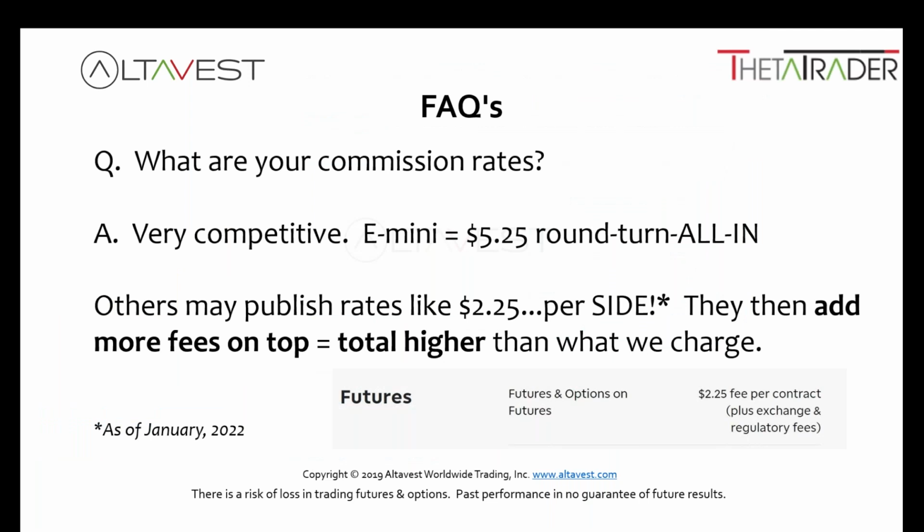Our rates are 5.25 round turn all in. Our rates are very competitive. And here's a screenshot I took from a big box brokerage firm just this month. And it says they're at, right here, you can see $225. And you think, oh gee, that's a lot less than you, Eric. No, that's per side. And they don't tell you that they add more fees on top, clearing and exchange fees, and it ends up being higher than what we charge. So our rates are very competitive.